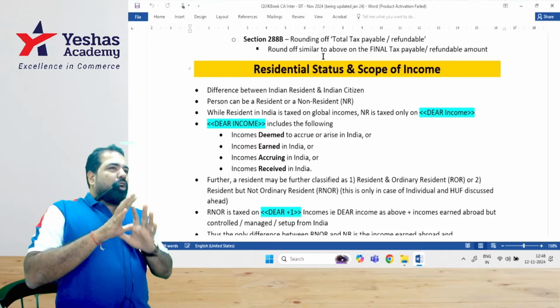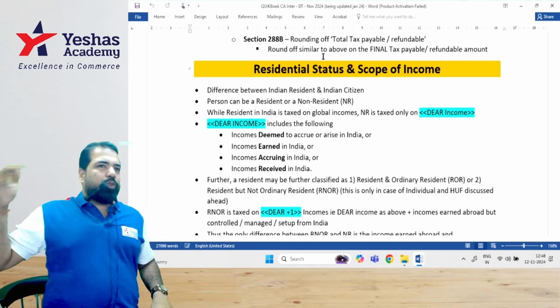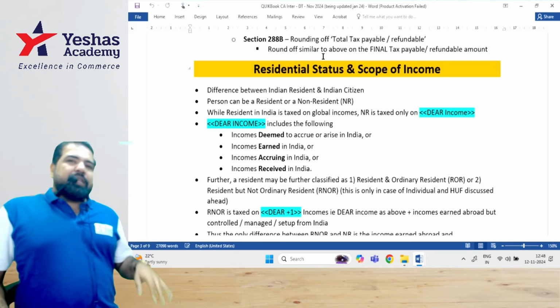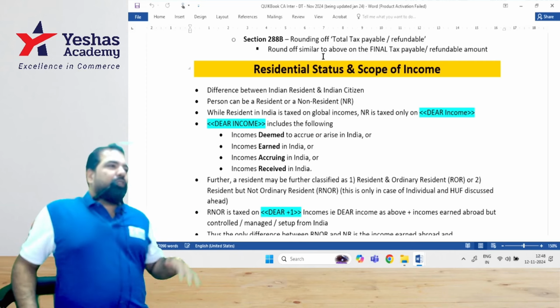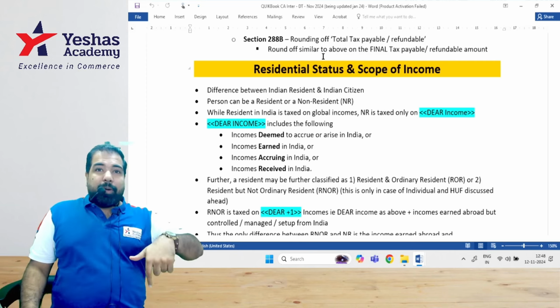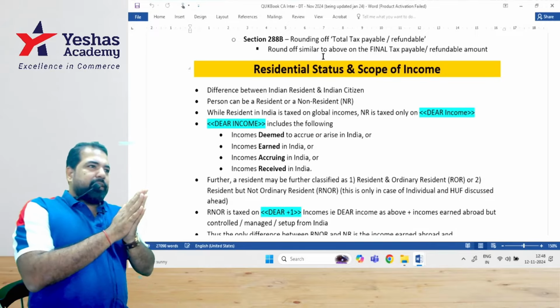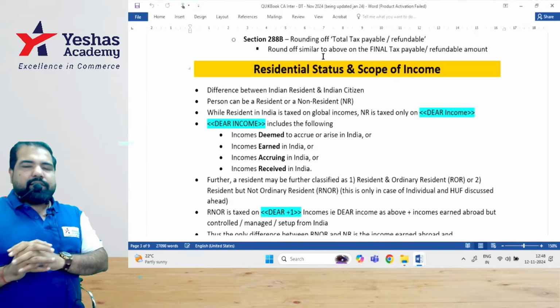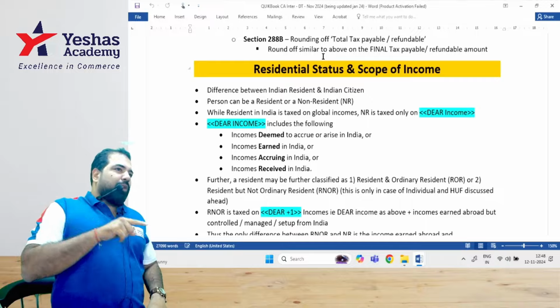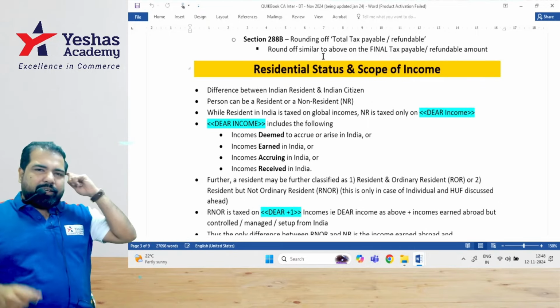Let's talk about first 6(2), 6(3), 6(4). Get them out, then go to 6(1). 6(2) is for if your HUF is controlled or managed from India, whether partly or fully. As long as you see the word India, it is a resident. Otherwise, it will be a non-resident. It can be further bifurcated into ROR, RNOR, but we'll talk about it later.